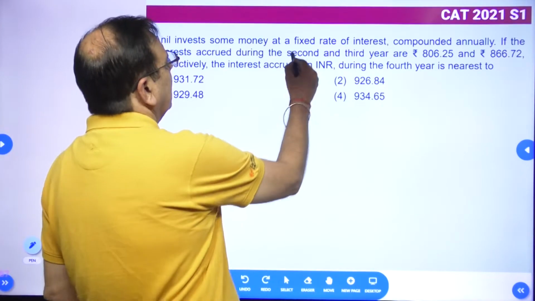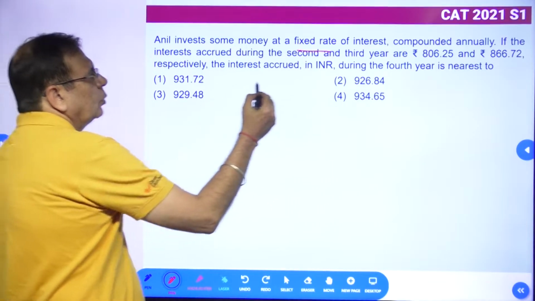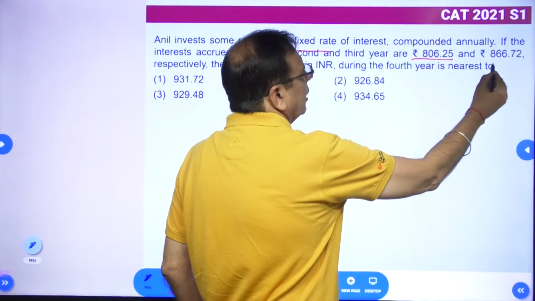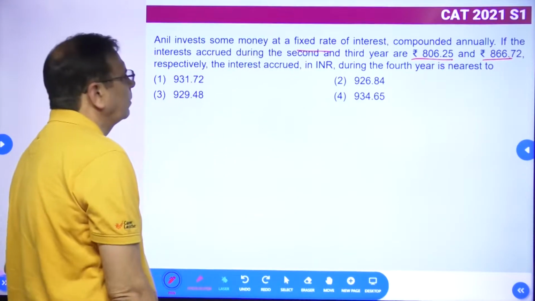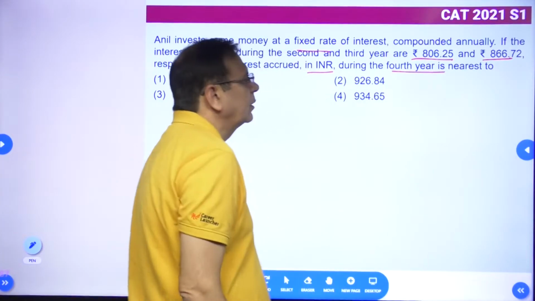Anil invests some money at a fixed rate of interest compounded annually. If the interest accrued during the second and third year is 806.25 and 866.72 respectively, the interest accrued in Indian rupees during the fourth year is nearest to how much?